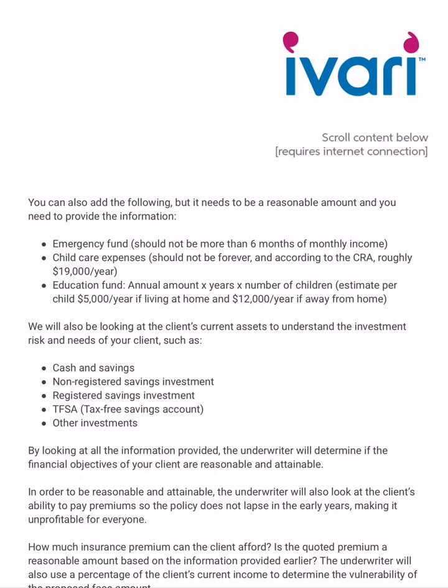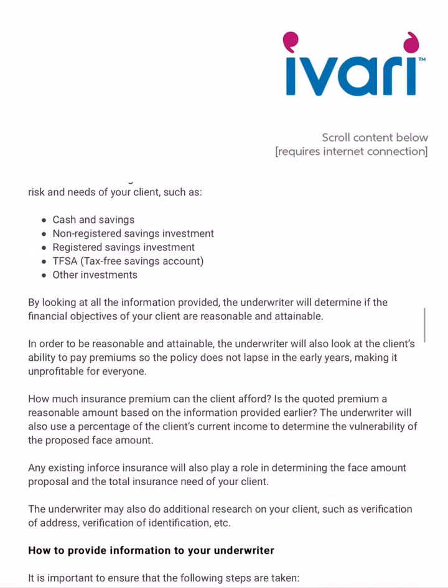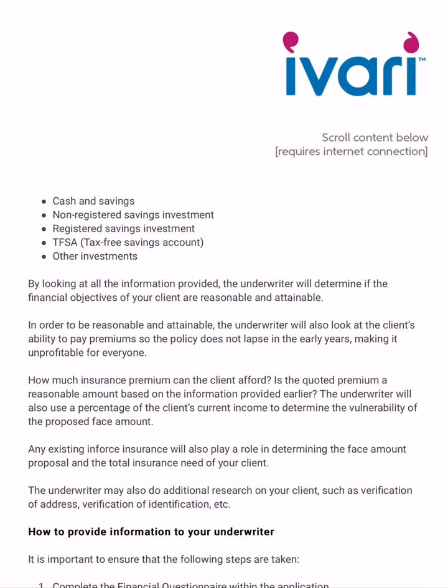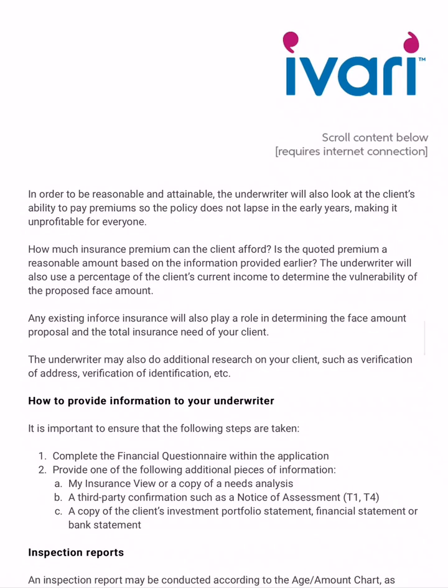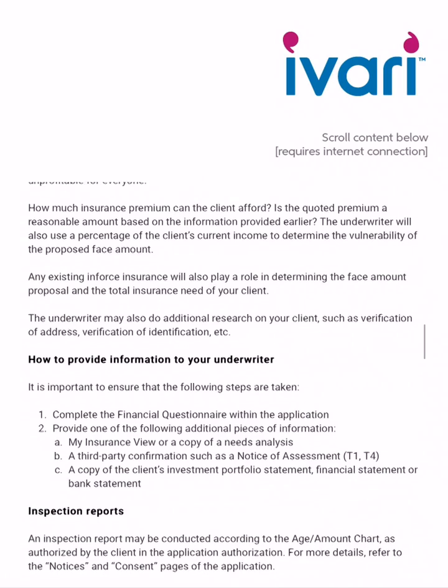We will also be looking at the client's current assets to understand the investment risks and needs of your client, such as cash and savings, non-registered savings investment, registered savings investment, TFSA tax-free savings account, and other investments. By looking into the information provided, the underwriter will determine if the financial objectives of a client are reasonable and attainable. In order to be reasonable and attainable, the underwriter will also look for the client's ability to pay premiums, avoiding policies that lapse in the early years, making it unprofitable for everyone.